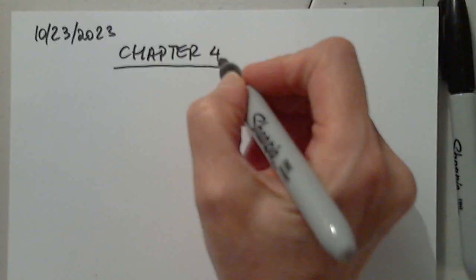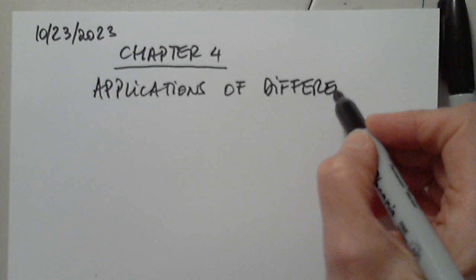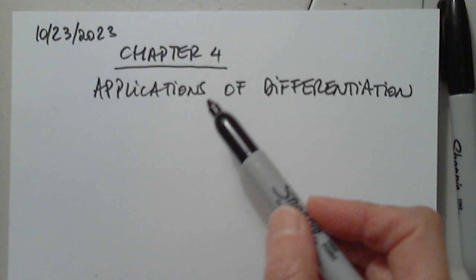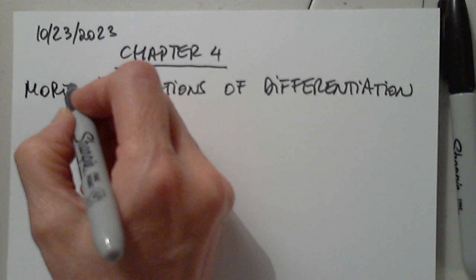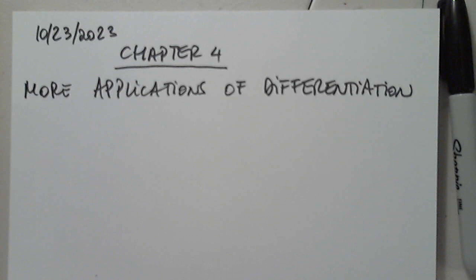I think you're going to like chapter 4. Chapter 4 deals with applications of differentiation. And you will say, what are you talking about? Everything you've done in chapter 3 was applications of differentiation. Okay, I'm going to add this: more applications of differentiation. Because everything we did in chapter 3 was applications of differentiation. Implicit differentiation, it was logarithmic differentiation, everything. Everything was applications, right?